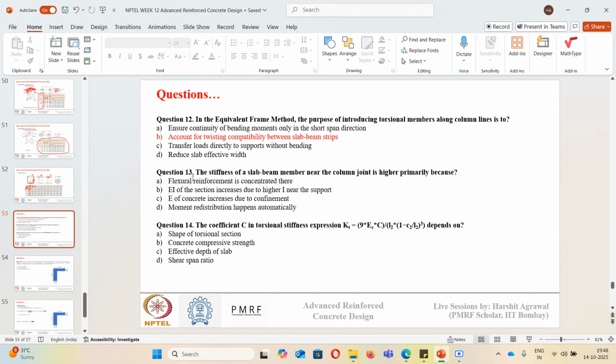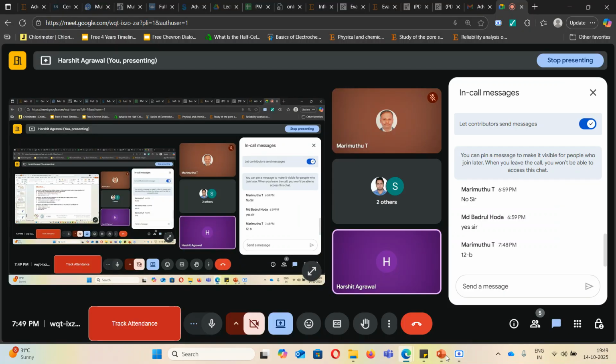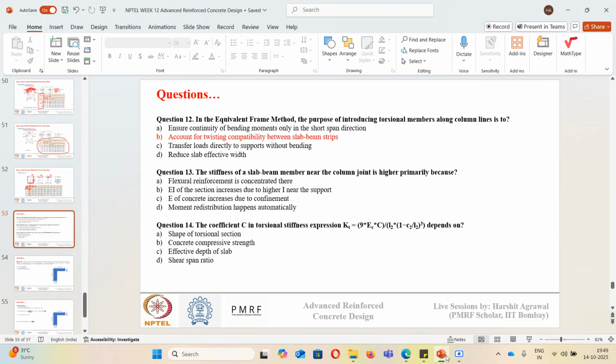Question number 13. The stiffness of a slab beam member near the column joint is high. Why it is high? Why near joint stiffness of a member is high? B. I was not able to hear.